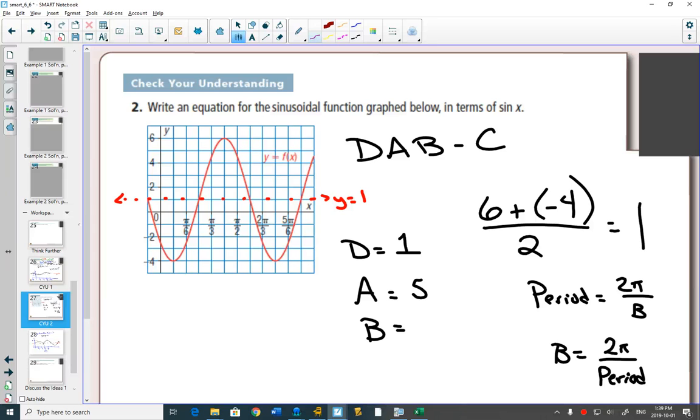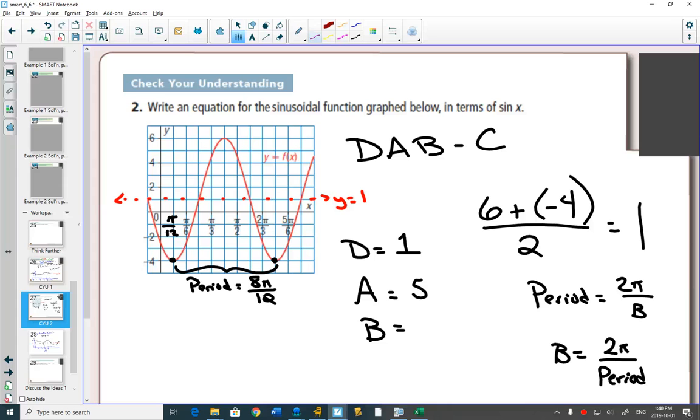Now to figure out our period, in this case I'm going to use one minimum to another minimum. That would be one full period. Can you see that if I count spaces, I go 1, 2, 3, 4, 5, 6, 7, 8 spaces between one minimum and the other minimum. How much is one space? Can you see that one space on this graph is pi over 12? So my period, eight spaces, would be 8 pi over 12.